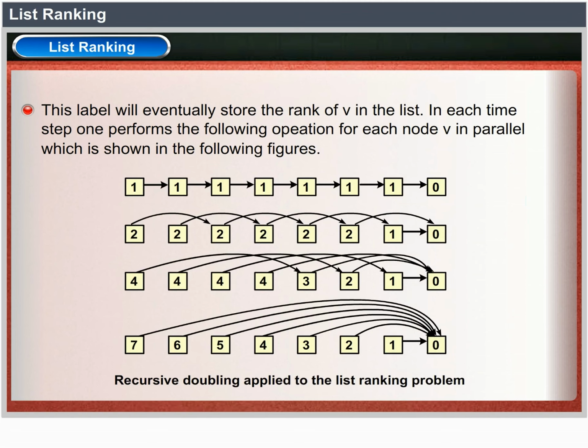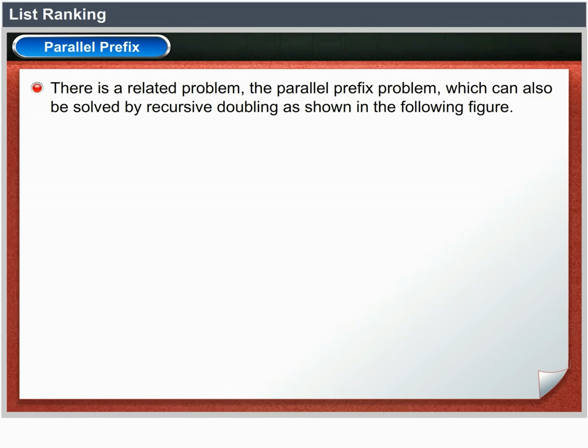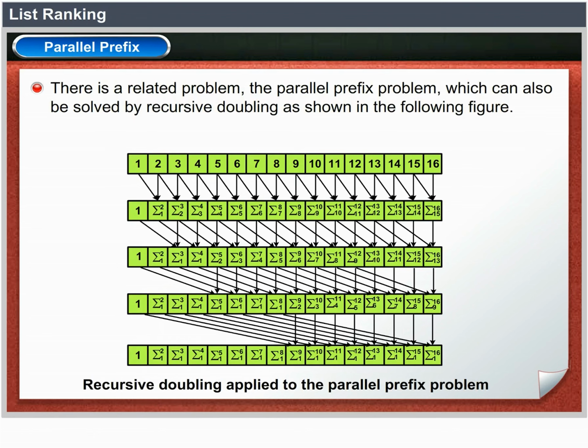In each time step, one performs the following operation for each node V in parallel, which is shown in the following figures. Parallel prefix. There is a related problem, the parallel prefix problem, which can also be solved by recursive doubling as shown in the following figure.